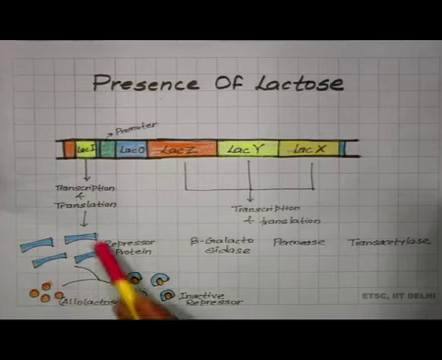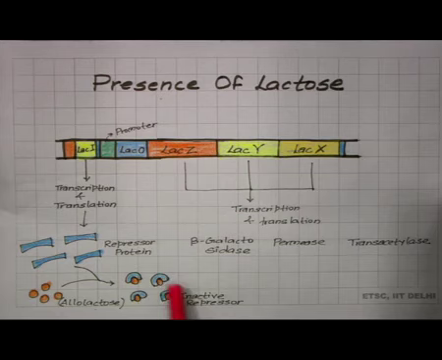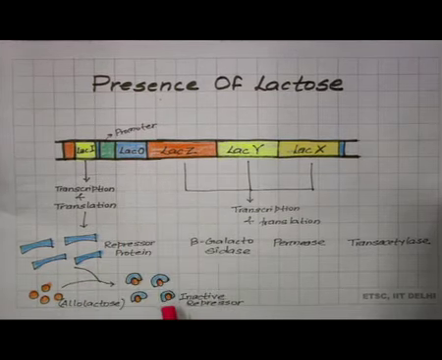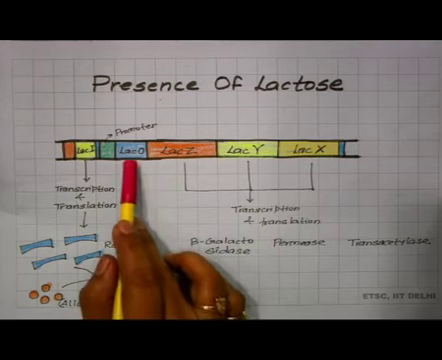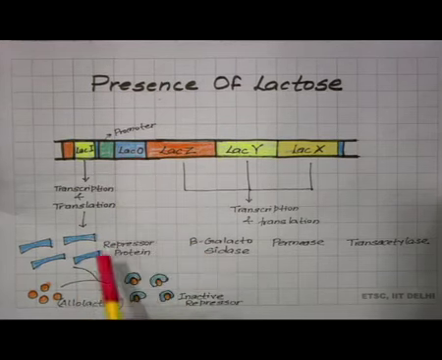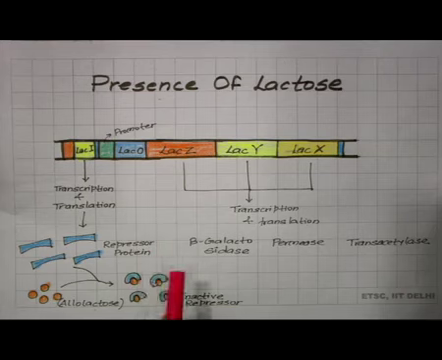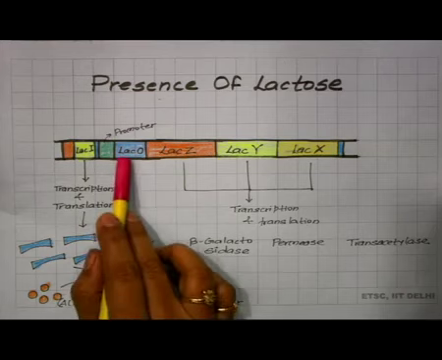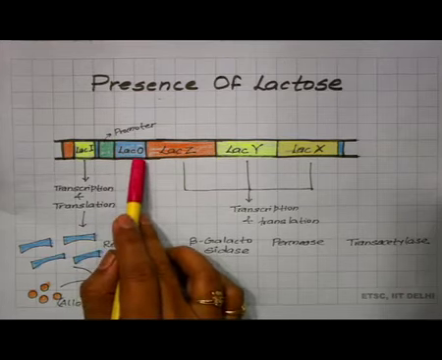and it will inactivate it, and because of the inactivation of the repressor protein, it cannot bind over the operator, and whatever repressor protein is attached over there will be released because of the conformation change by the allolactose. Now, this operator is free from the repressor protein.